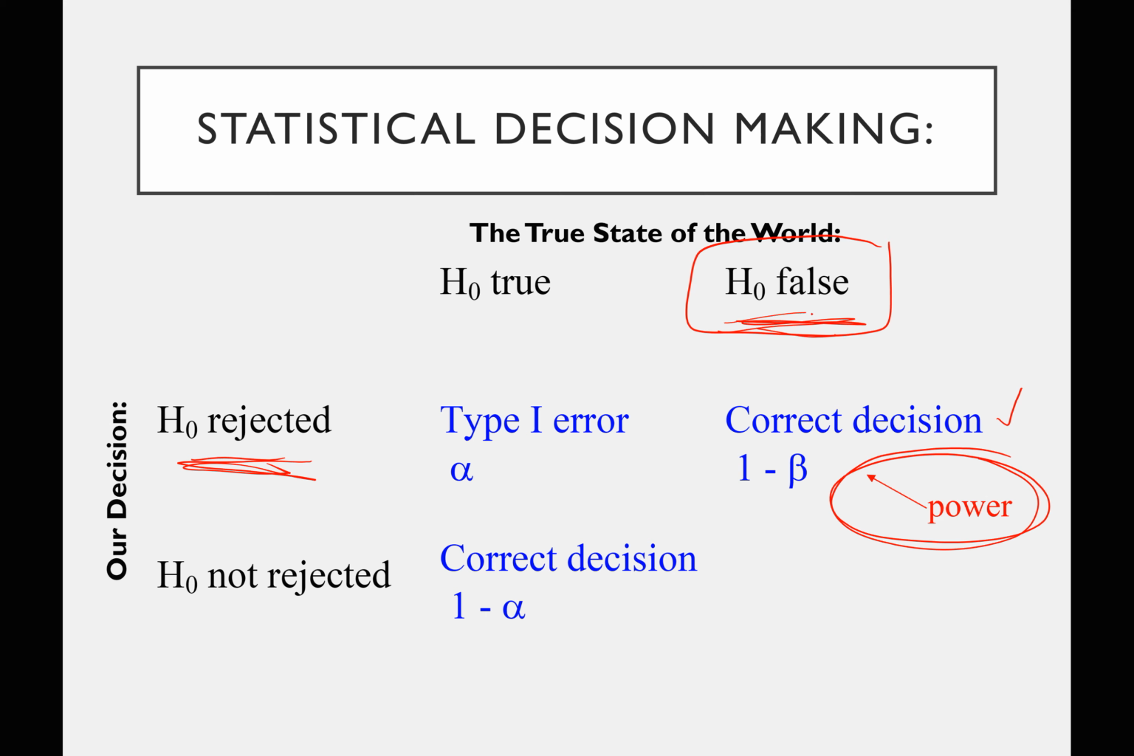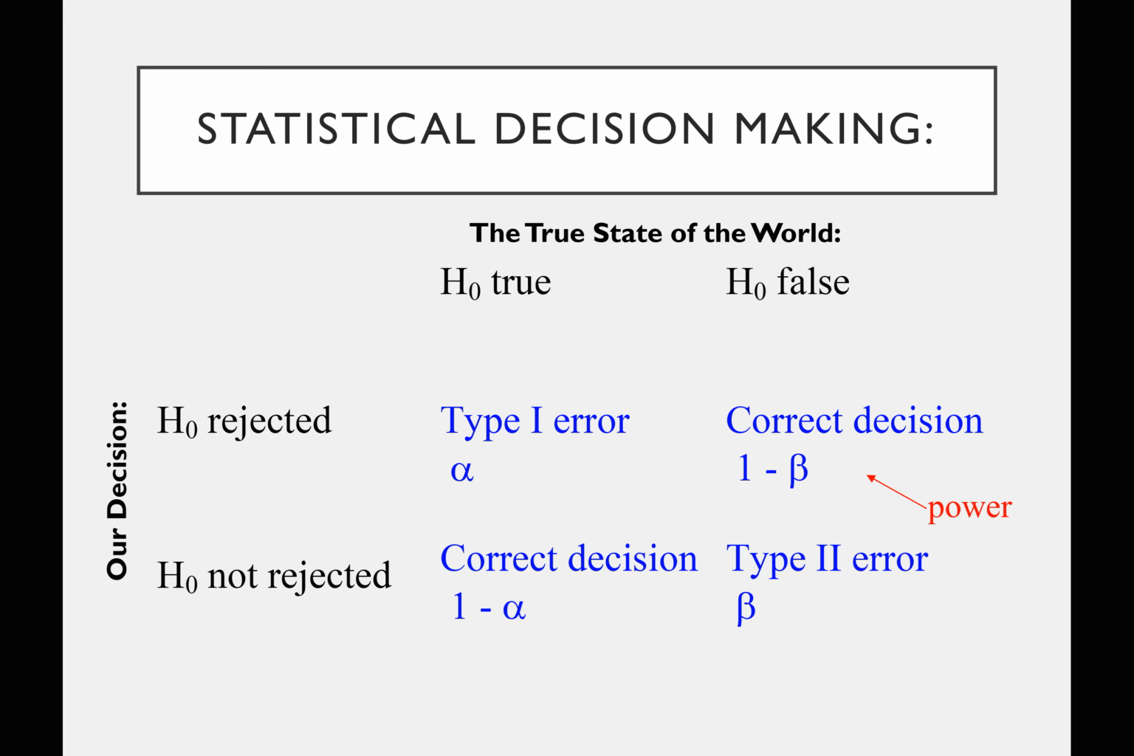So if the null hypothesis is false in the real world, this means there really is a real effect for us to find. Yeah, there is something there. And look, we found it, right? Because we rejected the null hypothesis, we found the effect.